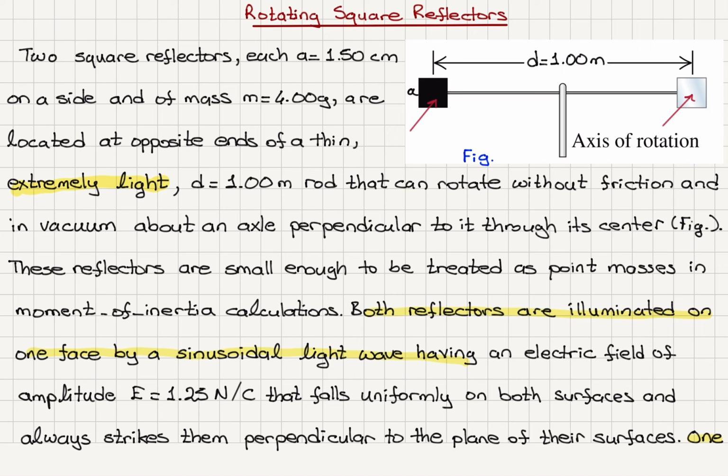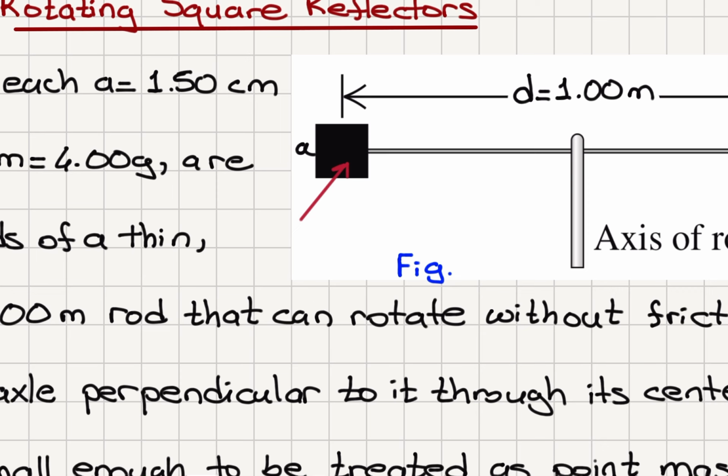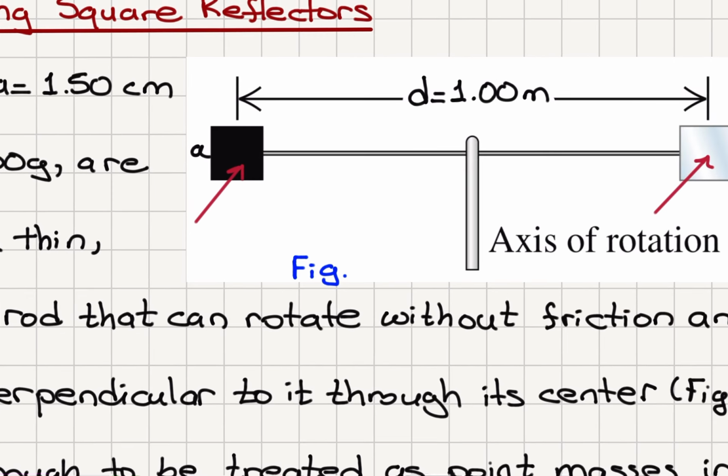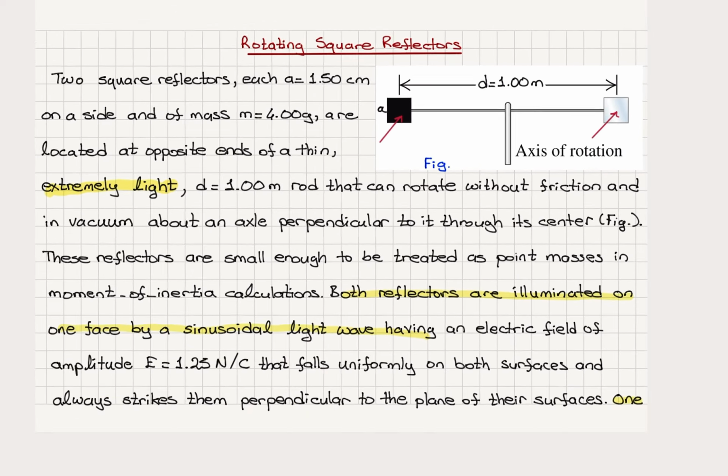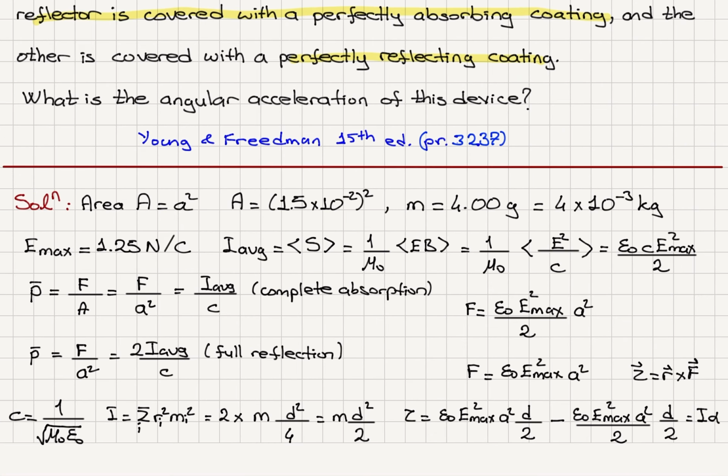Okay, now we need to know the moment of inertia of this setup. We're given that these are point masses, so it is md squared over 4, md squared over 4, sum over i, r_i squared m_i. That's the moment of inertia. So this gives us md squared over 2 for the moment of inertia.